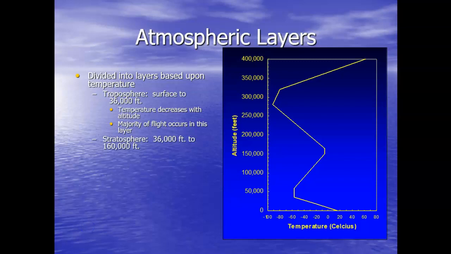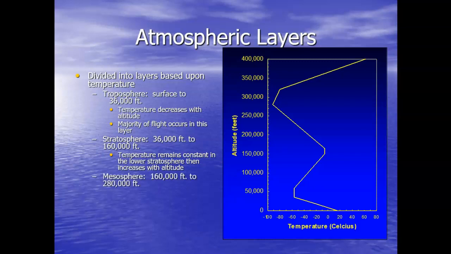The stratosphere is from 36,000 feet up to about 160,000 feet, and in the stratosphere the temperature remains constant in the lower part, and then it starts to increase with altitude. And that's because of the presence of ozone. Ozone absorbs heat from the sun, so the temperature starts to go back up in the stratosphere.